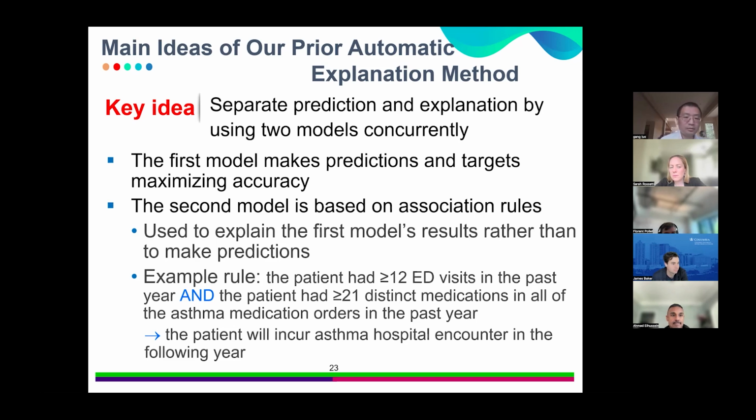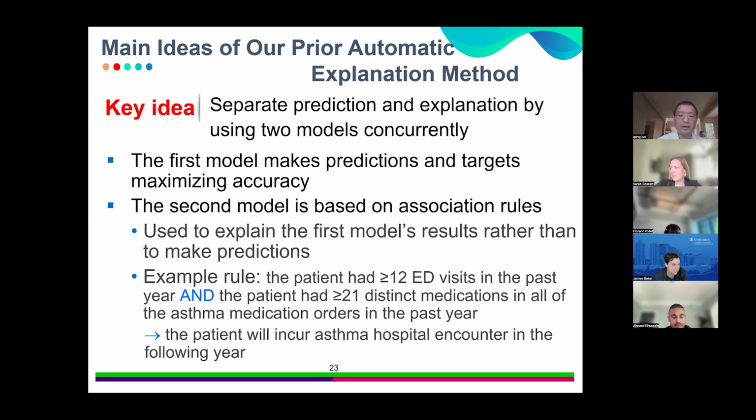Once the first model makes prediction on a particular patient, we use the second model to give explanations, say why this patient is predicted to have a particular outcome. And this second model is based on association rules. It is only used to explain the first model's prediction result. The second model does not make predictions by itself at all.